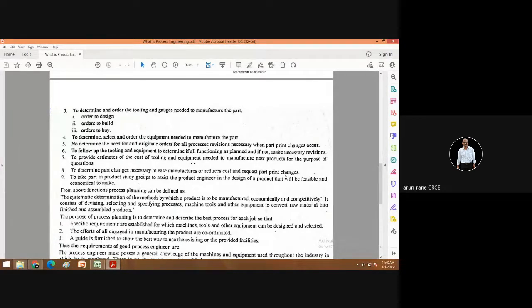And he prepares that engineering change note. That is again another viva question. Who prepares the engineering change note? ECN is prepared by whom? Mostly the students answer it is prepared by the process engineer. But the engineering change note is prepared by the product engineer. What are the changes that have been done in the current drawing is mentioned in that engineering change note.